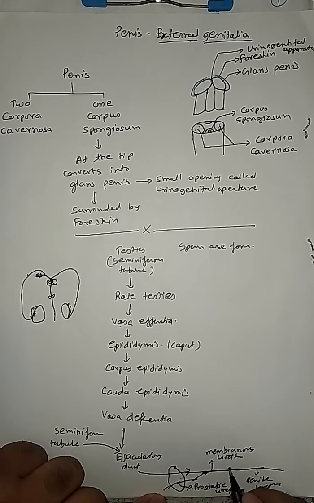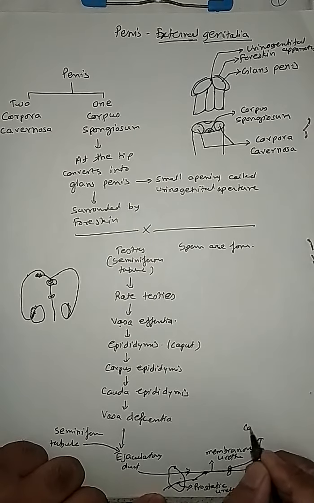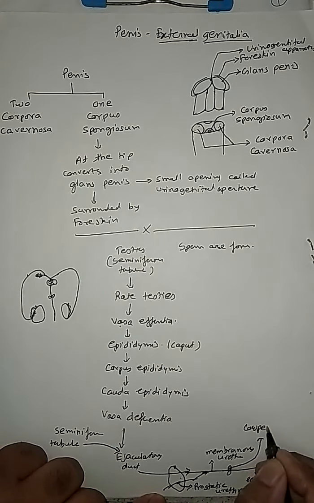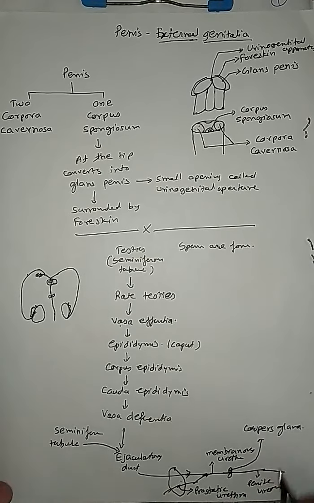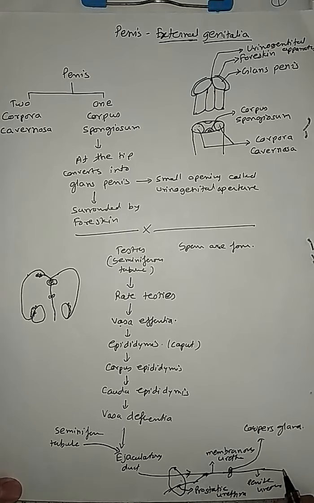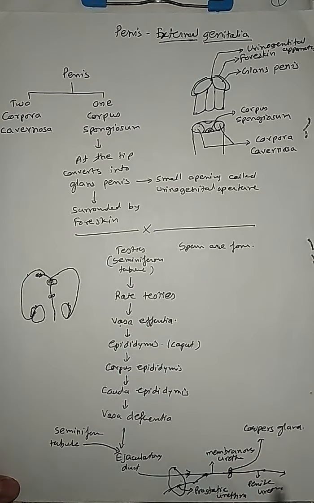One bulbourethral gland, or corpus gland, is present near the membranous urethra. This gland secretes, and the secretion then goes to the penile urethra. So this is the overall track of the male reproductive system.